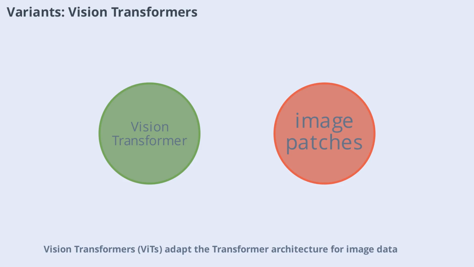Vision Transformers, or ViTs, adapt the transformer architecture for image data. By splitting images into patches and treating them as tokens, ViTs apply self-attention to visual information. This approach has led to state-of-the-art results in image classification and demonstrates the adaptability of transformers beyond text.